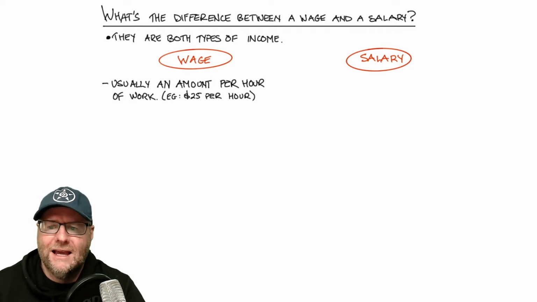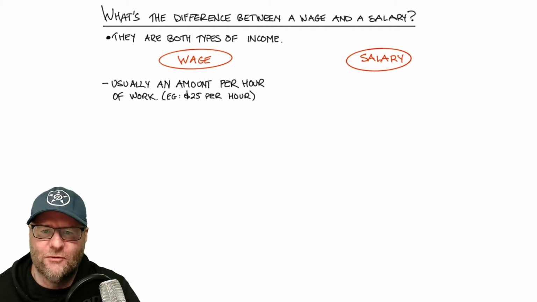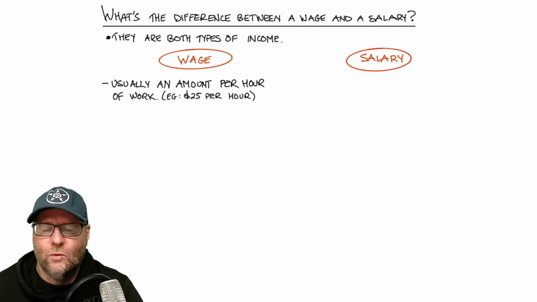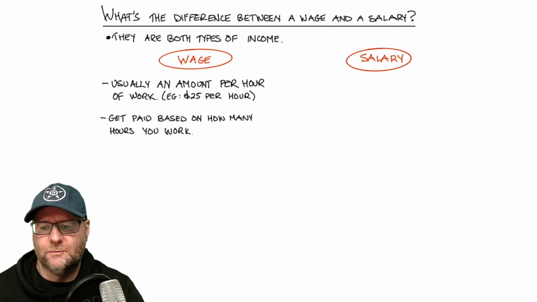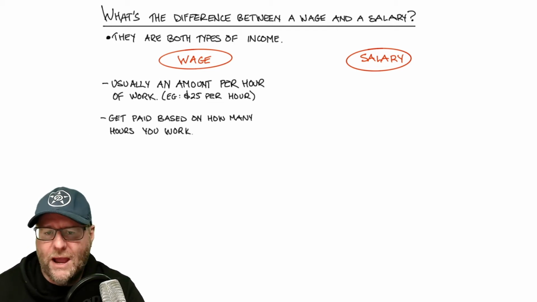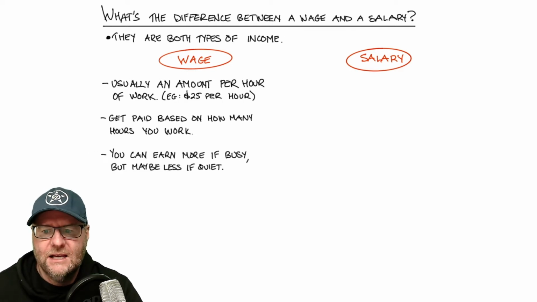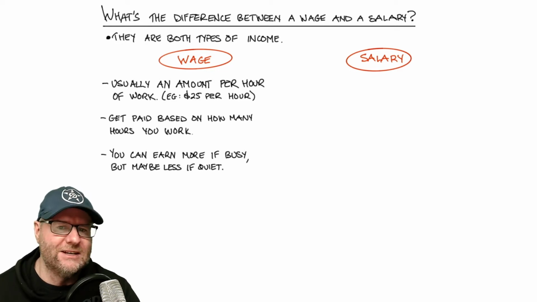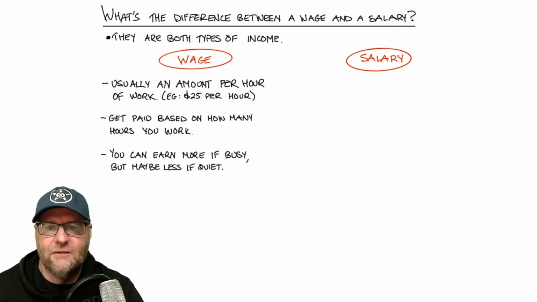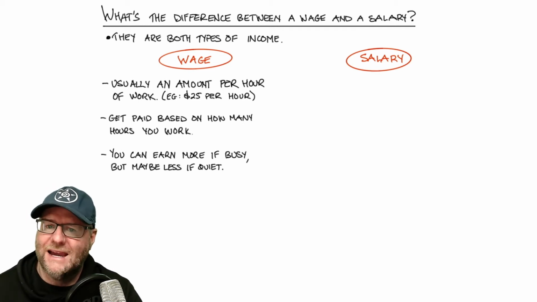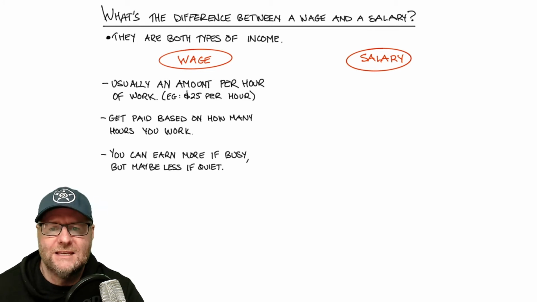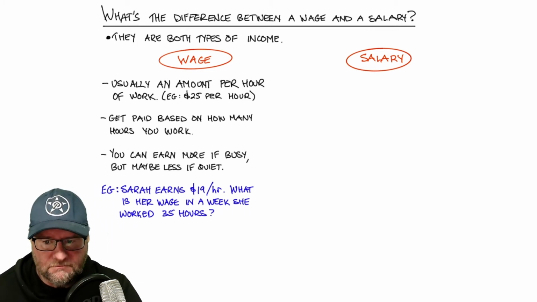So obviously the pay or the income you get for a week of work will depend on how many hours you do. So if you do more hours, you're going to get paid more, or if you do less hours, you'll get less, obviously. So that can be a little bit of a disadvantage, I guess, of being paid hourly. I mean, if it's busy, it's good. You'll get paid a lot, but if it's quiet, then you'll maybe get paid less, because you're doing less hours.